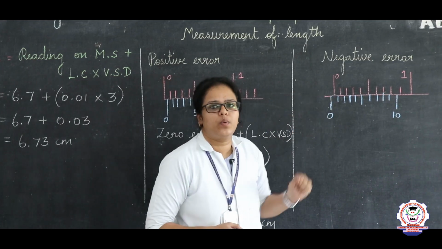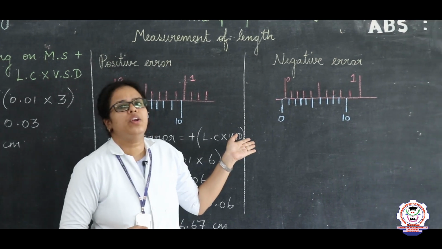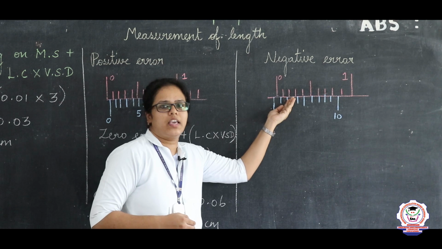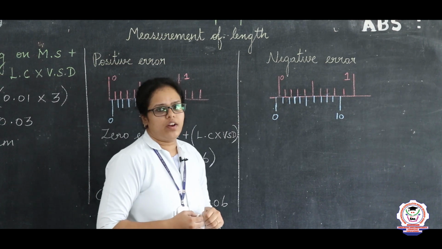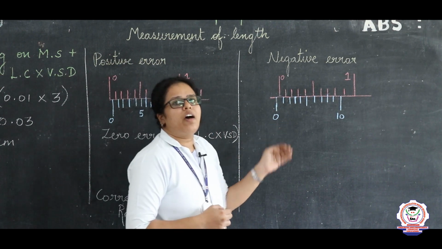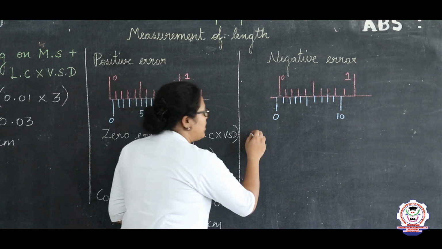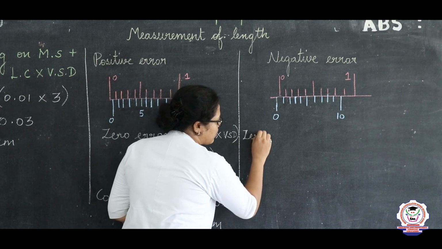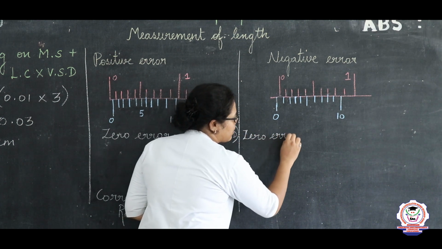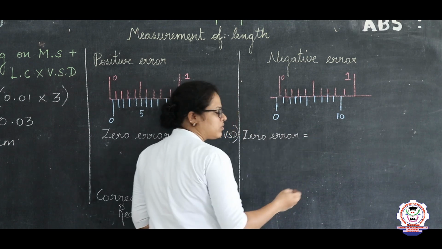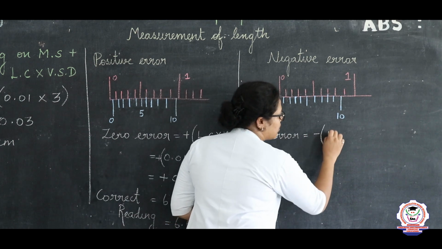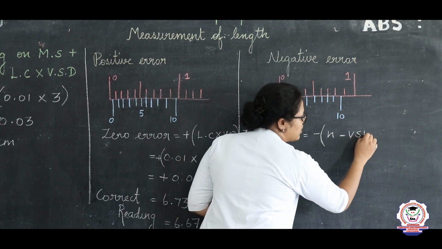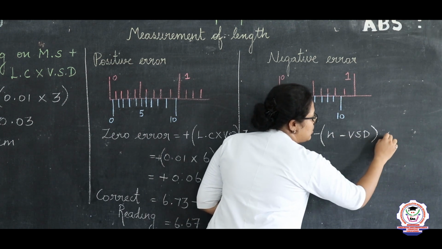Next, we will see the negative error. What is negative error? We already know. If the zero of the vernier scale lies to the left of the zero of the main scale, it is negative error. First, we have to find the error. The negative error is given by the number of vernier scale divisions minus the coinciding division on the vernier, into least count.